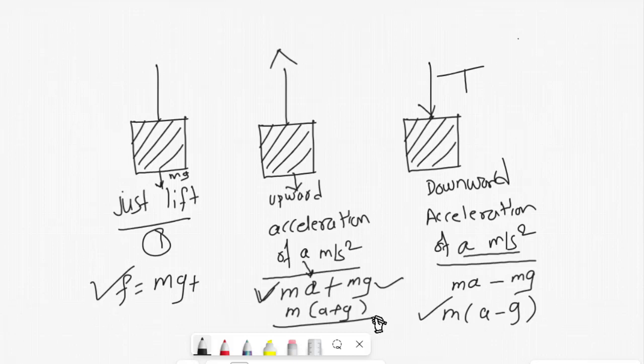So if you compare the second scenario with the third scenario, you can easily see that if you want to move in upward direction, then you will need more force as compared to the third scenario. Because in the third scenario, what is happening is that gravity is helping us, and that's why we will need less force.